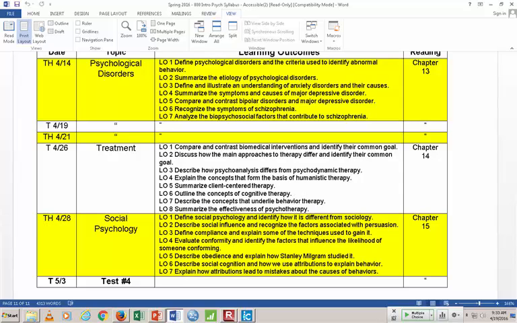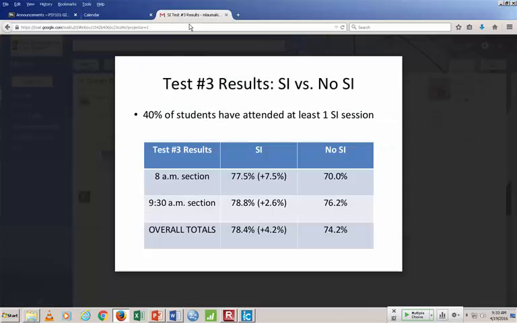One final plug. One last time, just in case you're curious, for SI, here are the results from test 3. So the overall numbers are down the bottom for the 2 sections combined. It's about a half letter grade. You guys in your section are seeing less of an effect than we're seeing in the 8 o'clock section. And I think the reason why is the last 2 tests you guys have done as well as any section I've ever had has done.